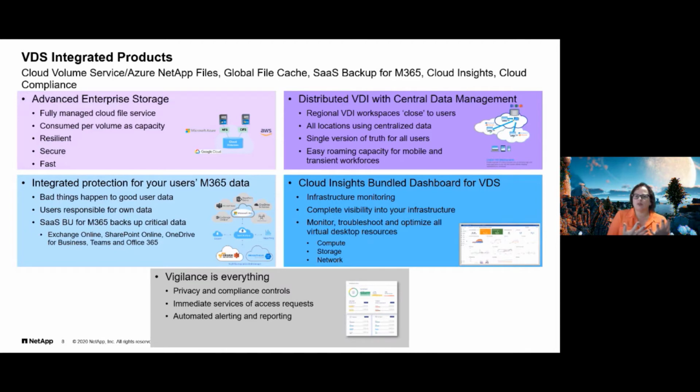And then you've got Global File Cache. What Global File Cache does is it distributes that VDI data management. It's centralized management, but it caches the data closer to where the users actually work, so it reduces the potential latency. It allows a single source of truth for the content. You've got centralized management, but it enables easy roaming capabilities as well as mobile and transient connection capabilities, accessing that data in real time without latency problems.